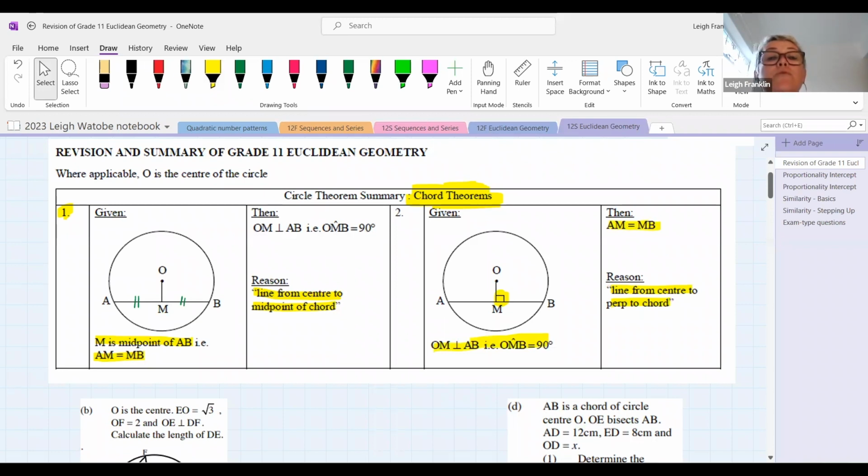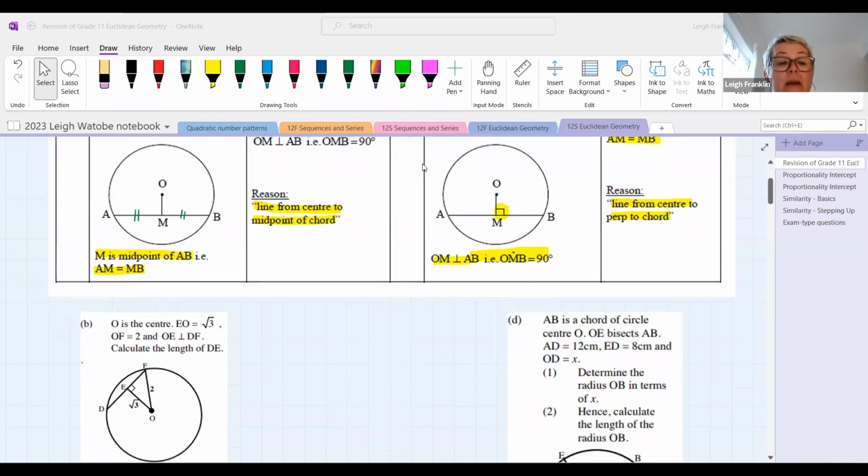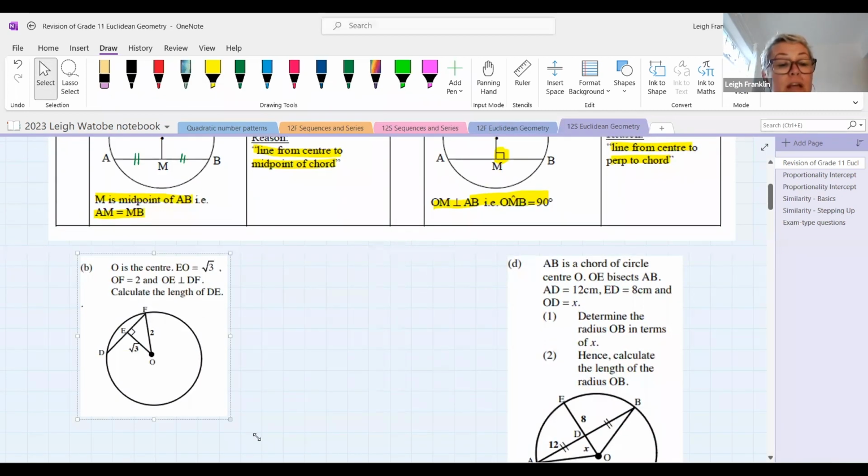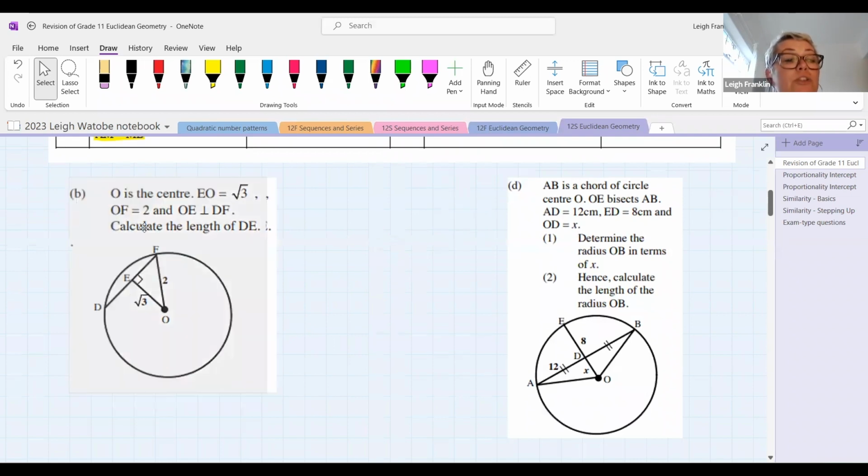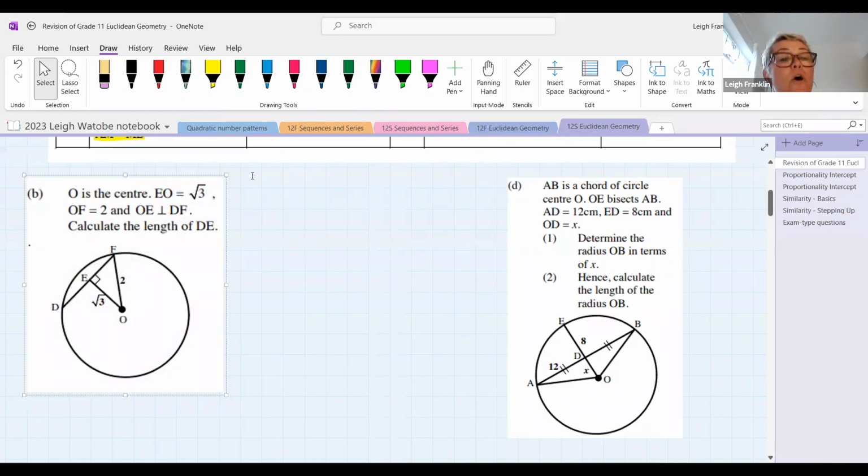So I'm going to run through 2 examples and then we are going to move on. All right, so please take screenshots every step of the way so that you're able to get all of this information. The first question that we are going to have a look at is question number B on the left-hand side. The first thing that we must do with every geometry question is make sure that we read the information. They tell us that O is the center of the circle. That's fine. And they tell us that EO is the square root of 3 units.